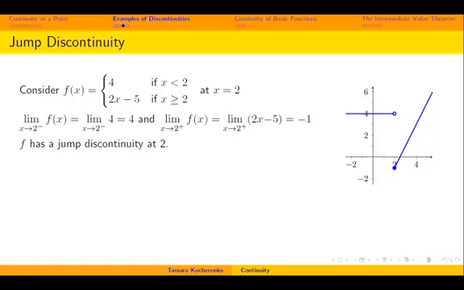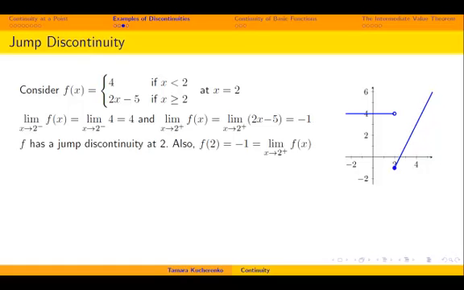Unlike the removable case, we cannot make f of x continuous by redefining it at just one point. We would have to redefine f on a whole interval to connect the two pieces of the graph. Also, f of 2 equals -1, which coincides with the right-hand limit of f.